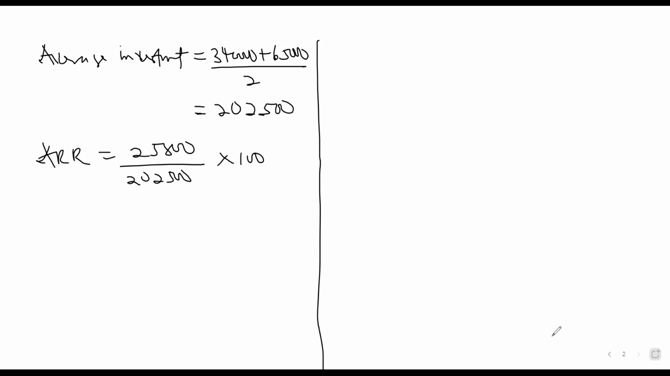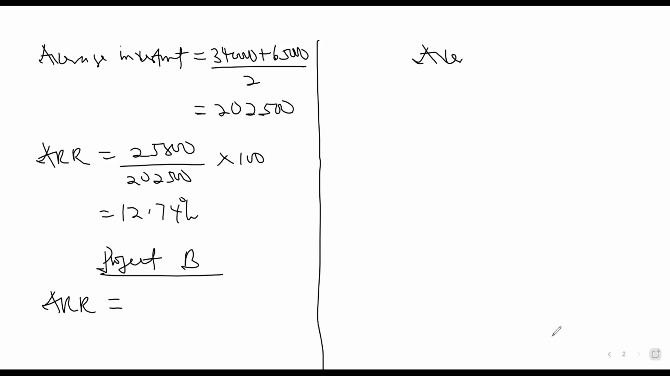Are we here? Yeah, we are here. Okay. So what are we getting? 12.74. Okay. So let's calculate our average profit here for the second one.